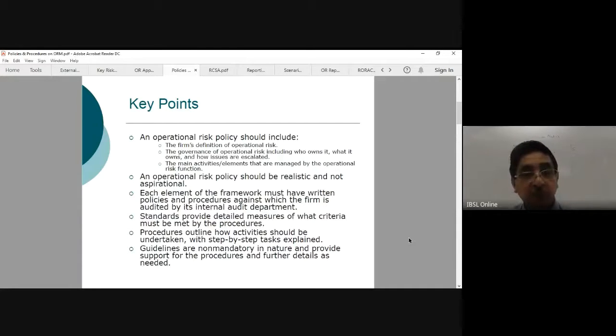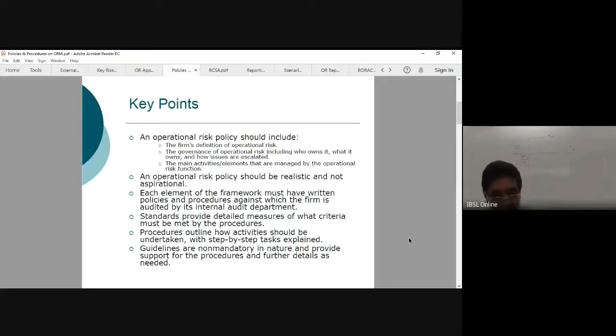Now, that should include the definition of operational risk, the governance, and who owns it, what it owns, and how issues are escalated. And the main activities, elements that are managed by the operational risk function. So these are the things which the policy has to state.